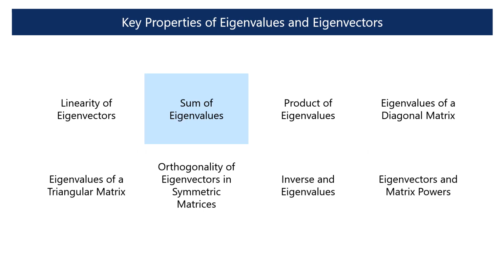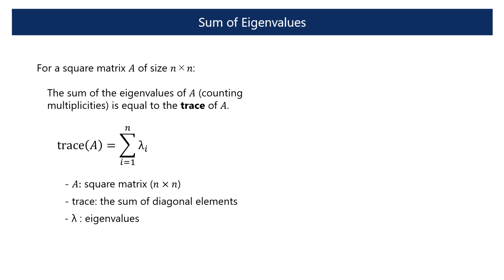Let's go on to the next property, sum of eigenvalues. This property says that for a square matrix A of size n by n, the sum of the eigenvalues of A is equal to the trace of A. The trace of a matrix A is the sum of its diagonal elements. The sum of all eigenvalues of A, including their multiplicities, equals the trace of A.